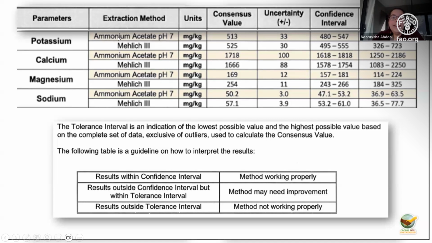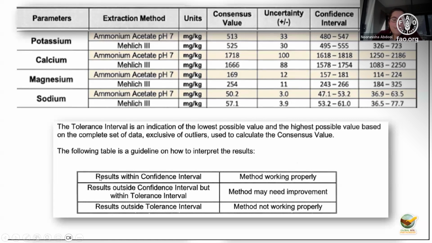And you'll see the highlighted lines that are sort of a pale yellow color is what we're going to look at for potassium, for calcium, magnesium, sodium. We're looking at the consensus value. So that's the true value we're looking for. The uncertainty that is attached to that value. And I'm going to define these. So what is your confidence interval?